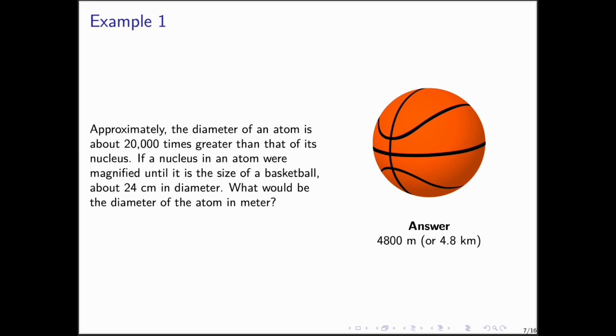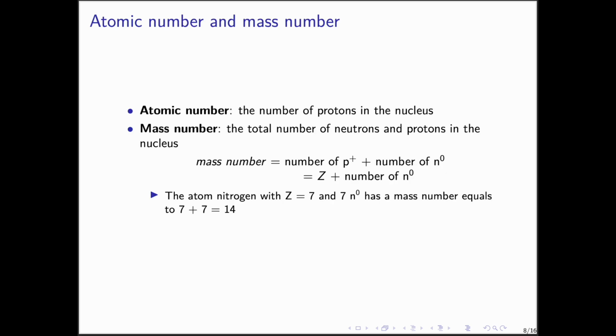If the nucleus were that size, the entire atom would be about 4.8 kilometers across. This means that most of an atom is actually empty space.